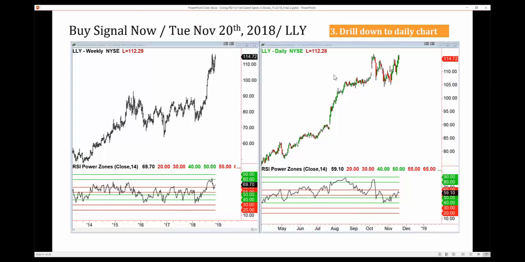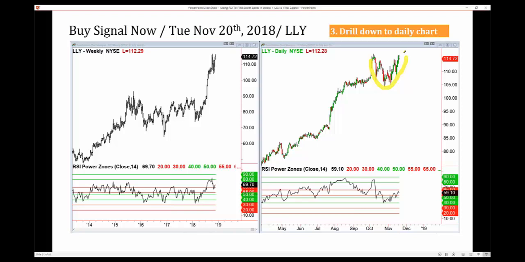Drill down to the daily chart. This is what all that business right here looks like now. Assess the price action, assess the RSI. So in here, I see a beautiful rounding action, if you will. See how the lows rounded out? That is super bullish, guys.